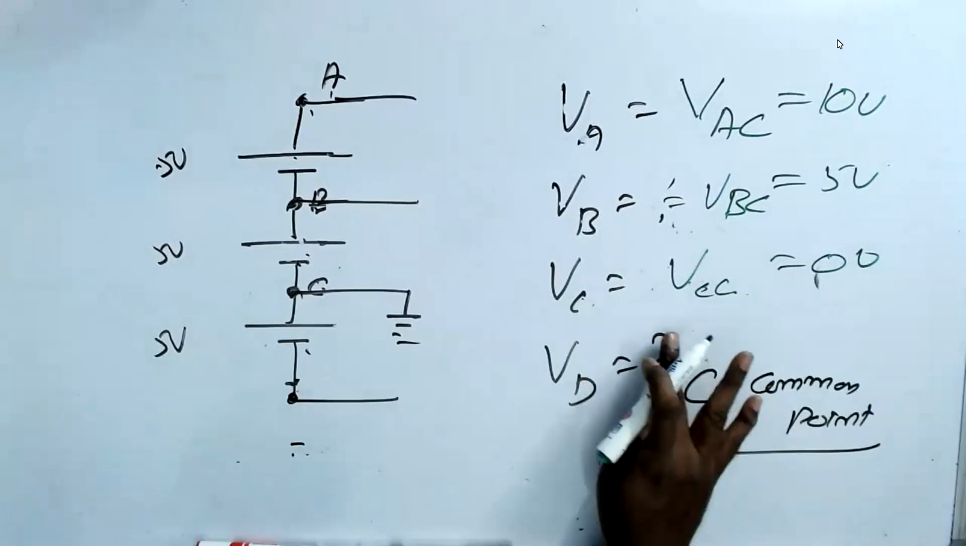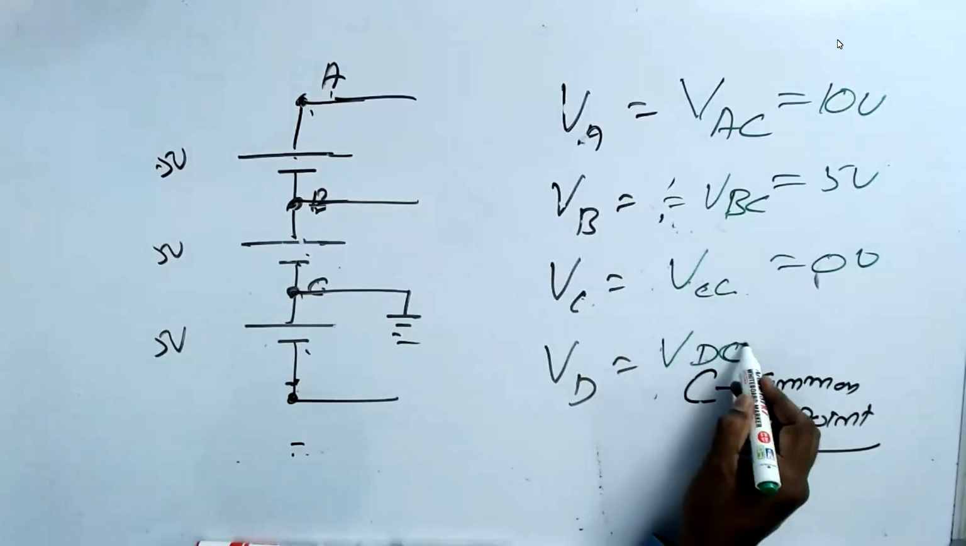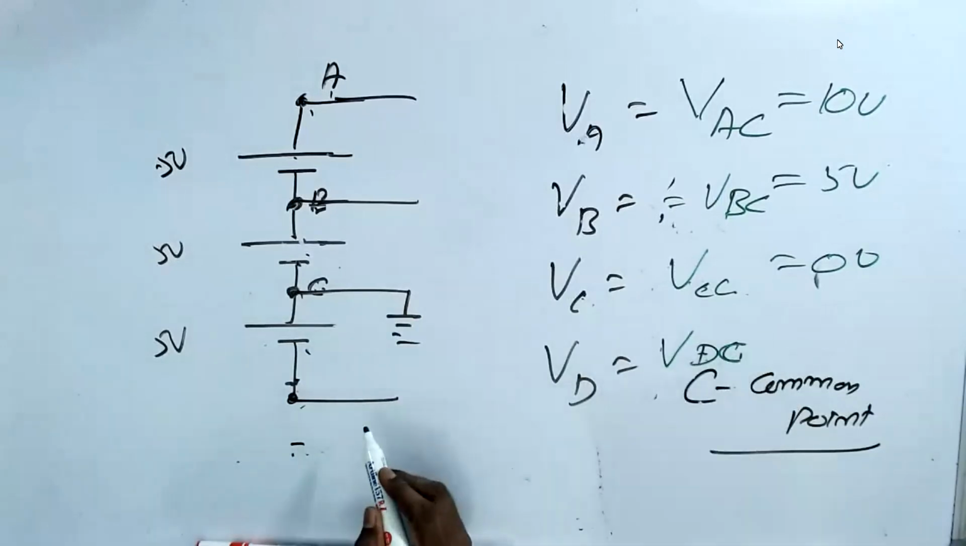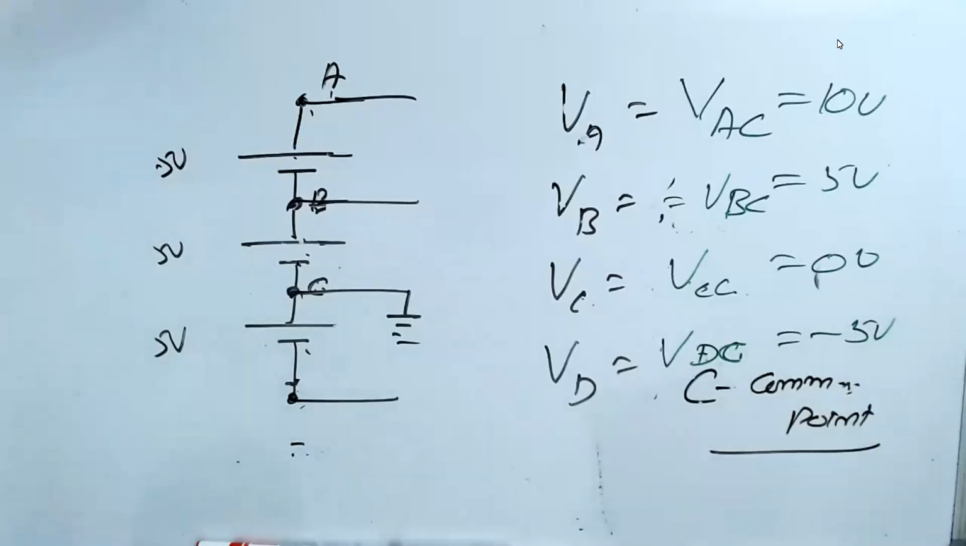But here is a trick. VDC. I am not asking VCD. I am asking VDC. That means that this is minus 5 volt. Please understand, this is minus 5 volt, not 5 volt. Correct. Somebody has said perfectly correct. That is minus 5 volt.